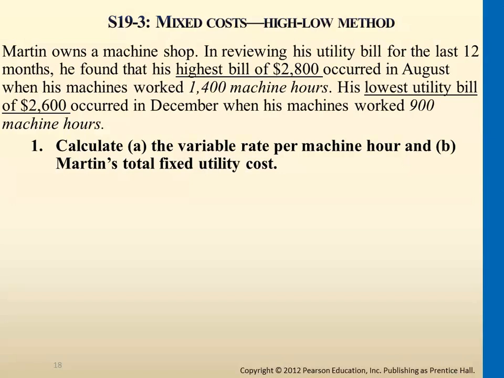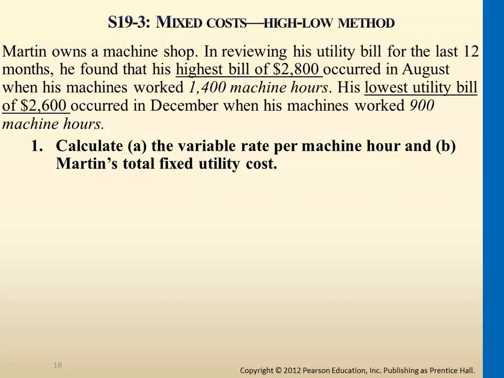What's the second step? Multiply by any points. Okay, so let's just choose 1,400. So if we use 1,400 hours multiplied by the rate 0.4, we should be able to get 560, and this is the variable cost, right?